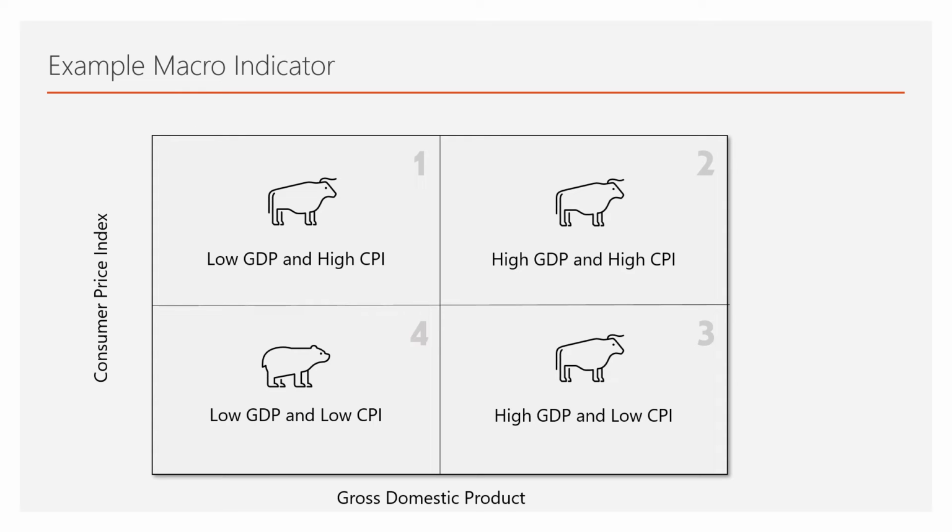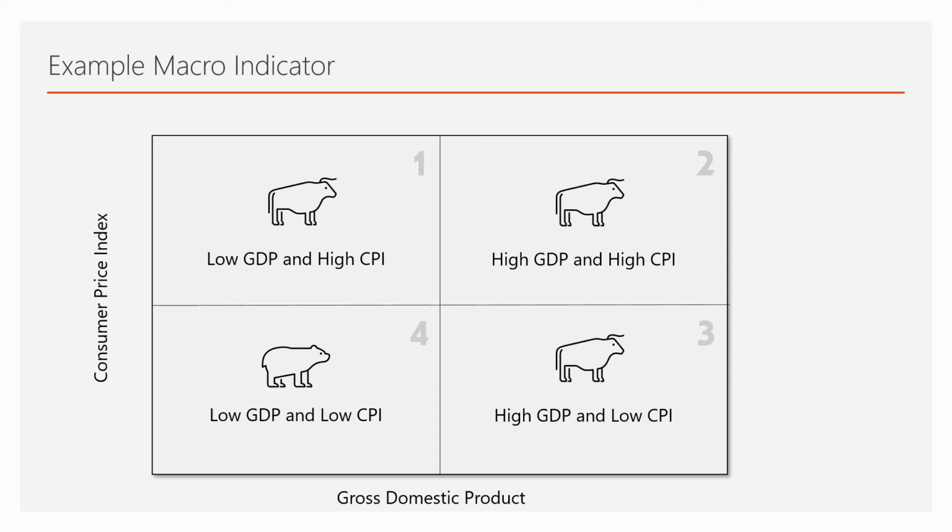Here's an example of maybe a macro indicator. How does that get brought into it? In this case, we're looking at the consumer price index, CPI, and gross domestic product, GDP. I'll focus attention here on quad 2, which is your upper right hand. Think about that for a moment. We've got a growing, expanding economy, and our inflation is going up because we can't seem to get prices high enough to slow it down. It's overheating. This, of course, is very good for businesses and stocks.